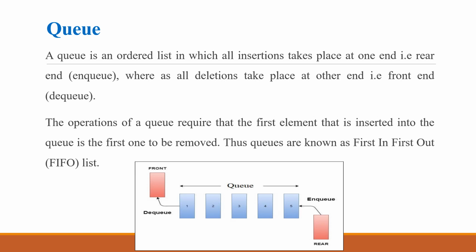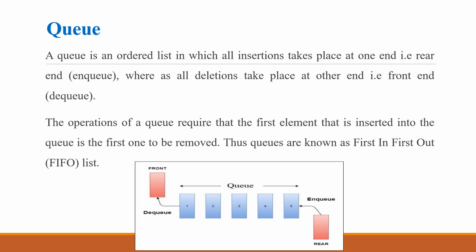The operation of a queue requires that the first element that is inserted into the queue is the first one to be removed. So this process we can call first in, first out. Thus, queues are known as first in, first out, that means FIFO list. So queue is also called a FIFO list. This diagram shows the queue representation.